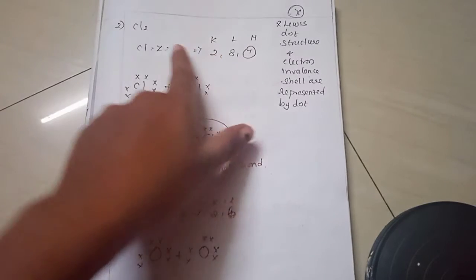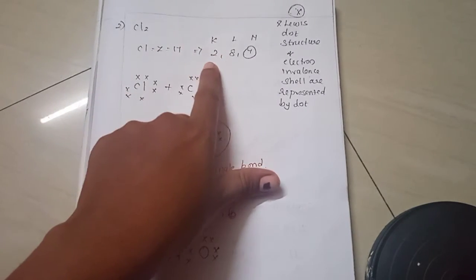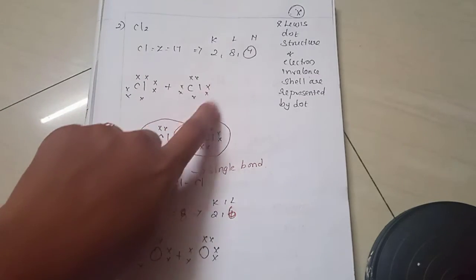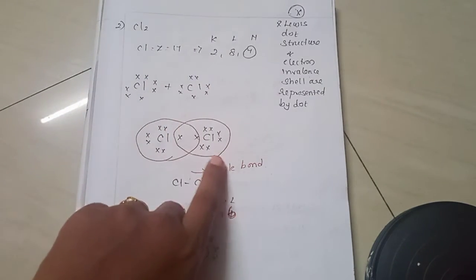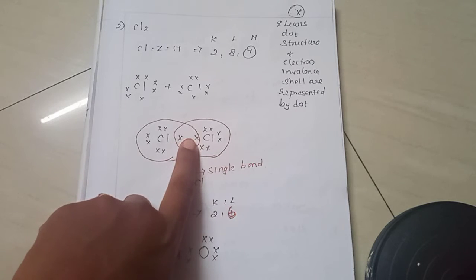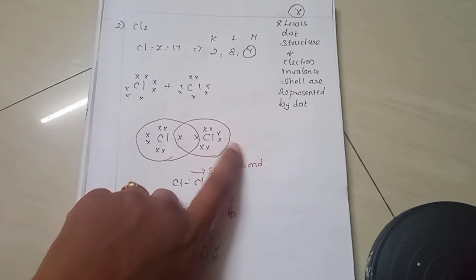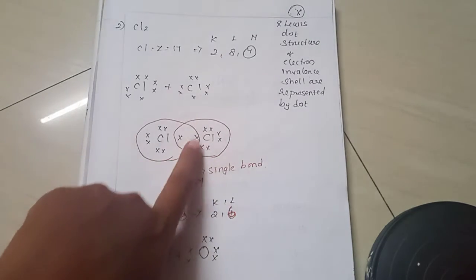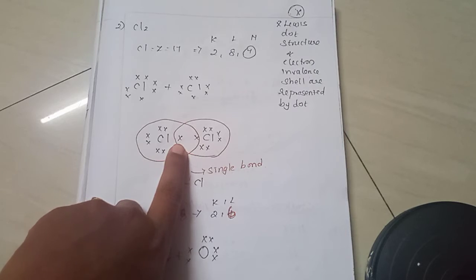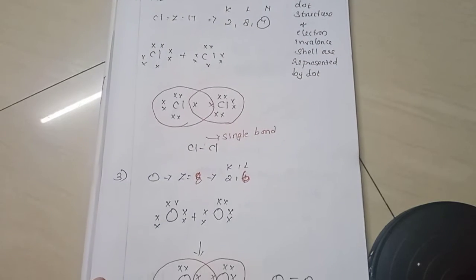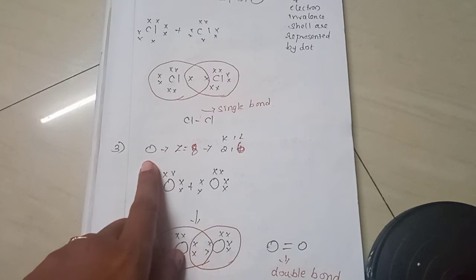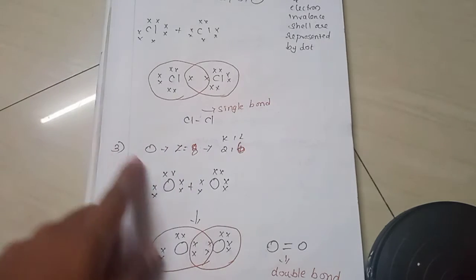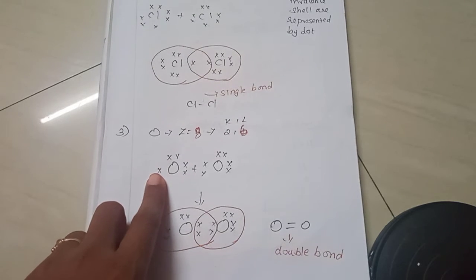If you take chlorine, its atomic number is 17, with configuration 2, 8, 7. The 7 electrons are represented here, and this 1 electron will make a bond with these 7 electrons, hence it will become 8, and this 1 electron will make a bond with this, and this will become 8. Till this we have seen the valency of 1; now we are going to see the valency of 2.